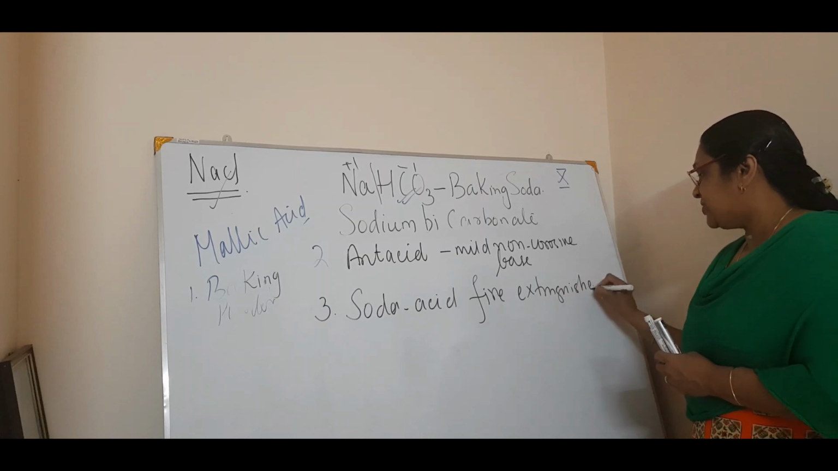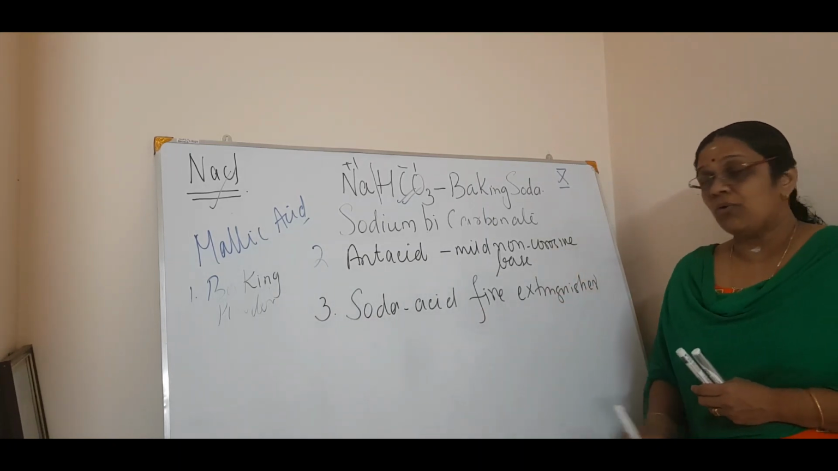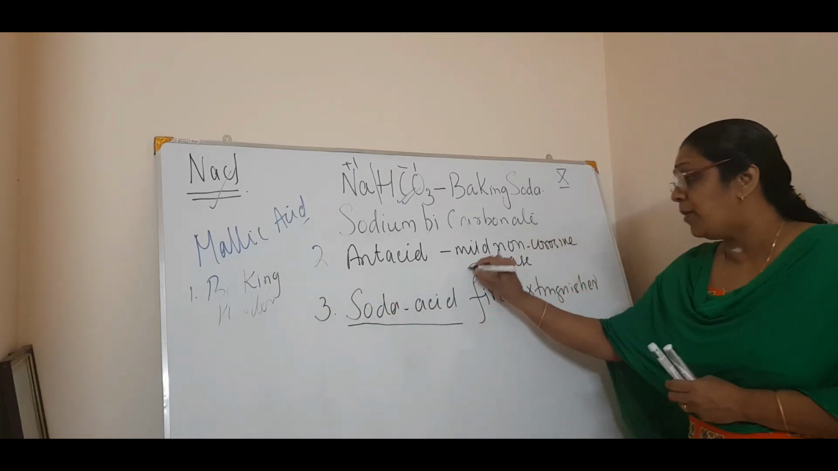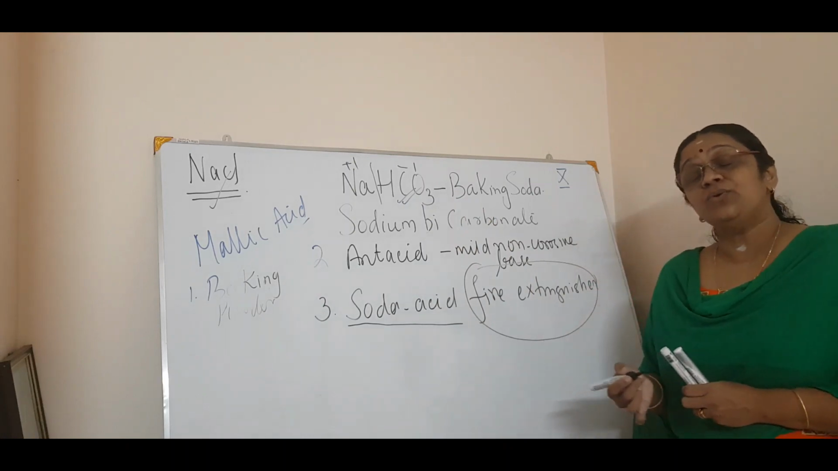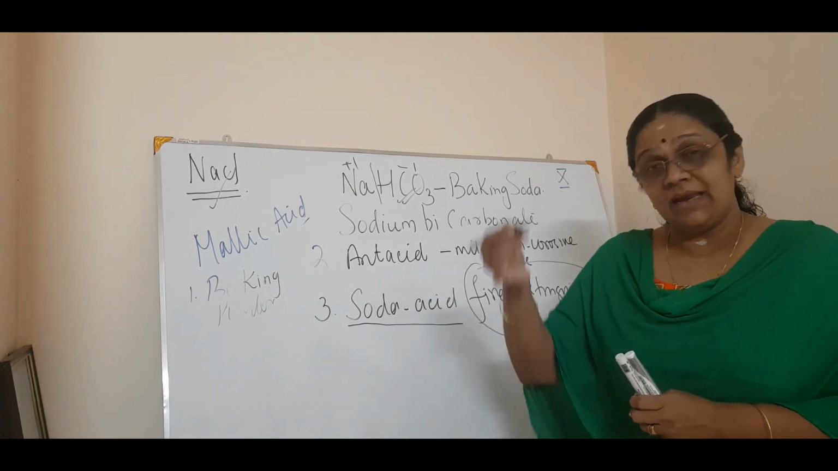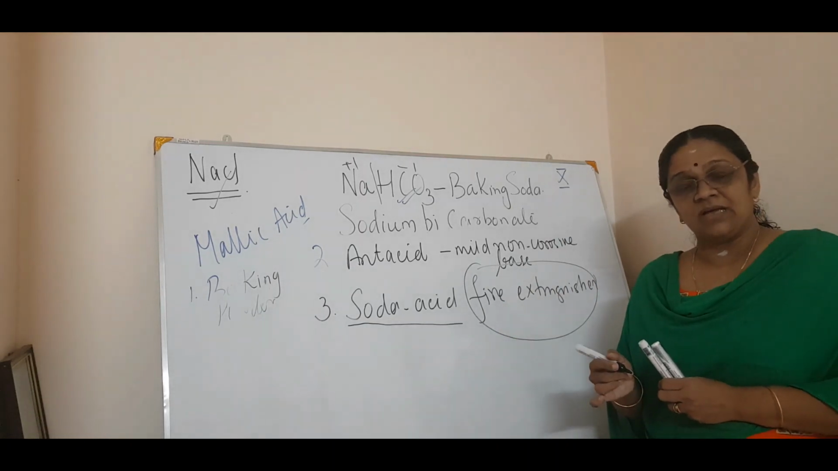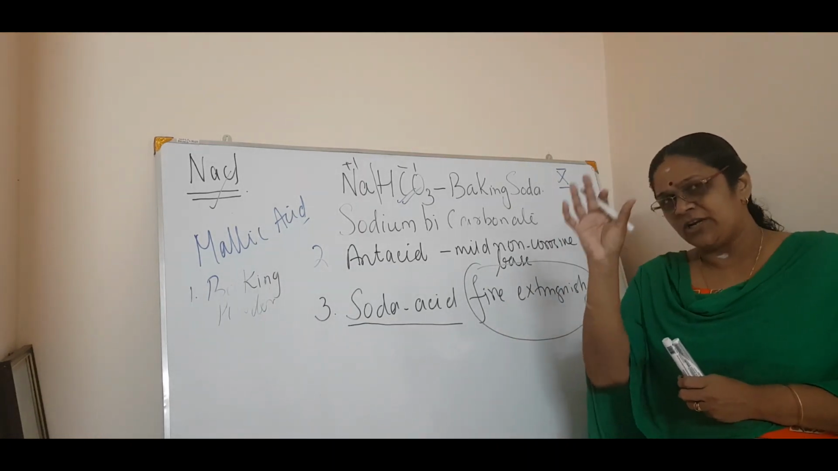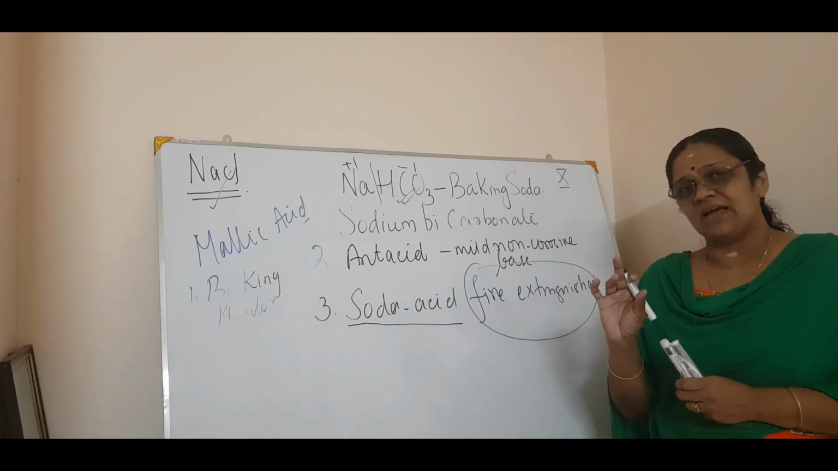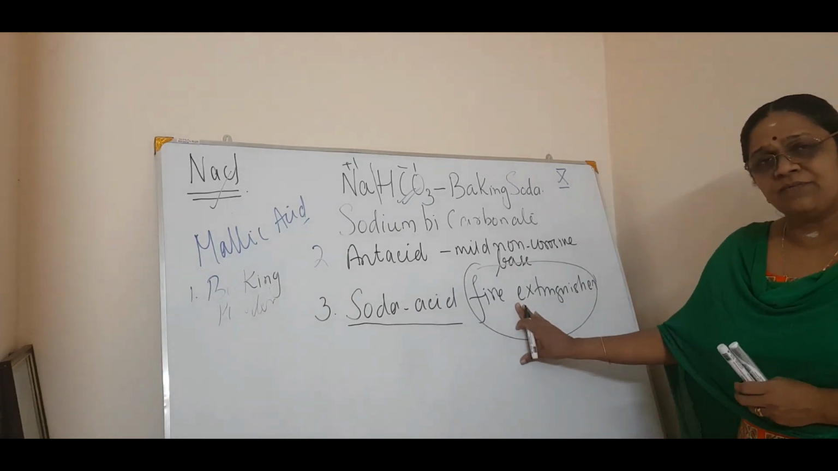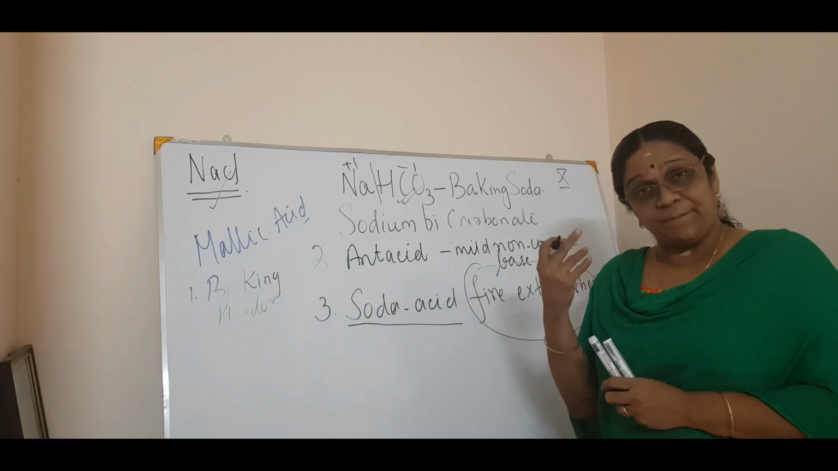It is used in soda acid fire extinguisher. What is this soda acid? You know about fire extinguisher, no? If a fire happens, we know in our school also, in every building, on every floor you have a fire extinguisher. Have you noticed it? One red bottle-like thing. So that is fire extinguisher. For what use is the fire extinguisher? That is in order to cut off the fire if fire happens.